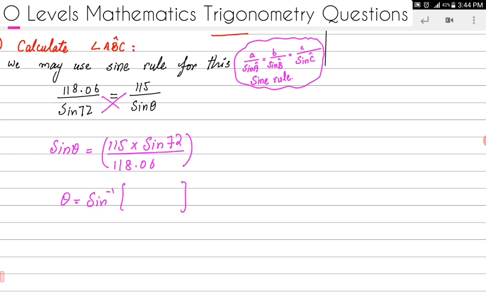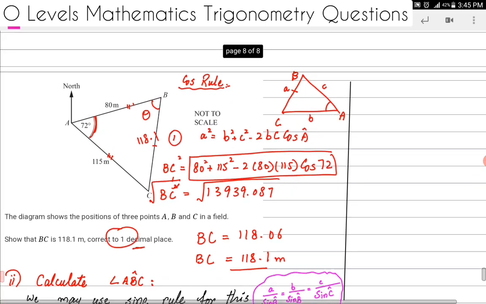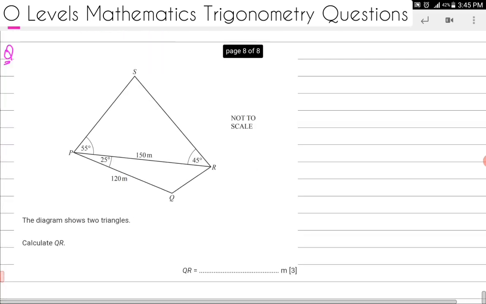So let's calculate this value. Theta equals sine inverse of 115 into sine of 72 divided by 118.06, bracket close. So theta is equal to 67.88 and we can definitely write 67.9, right? So this is how we apply the sine rule or cos rule on one particular question. Let's move to the next question.